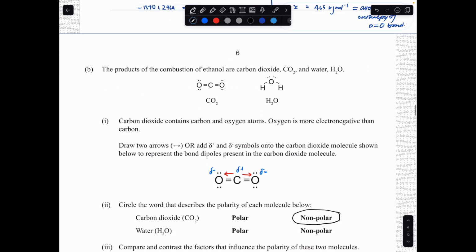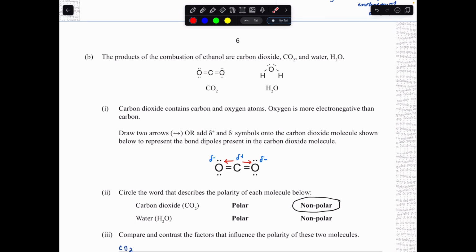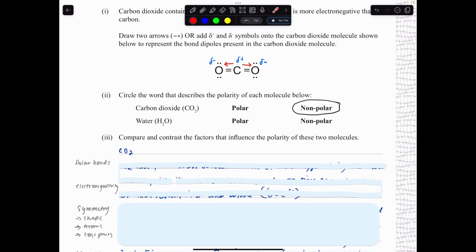H2O, on the other hand, yes, it has the same atoms around the oxygen, which is the central atom, and yes, it's bent with four regions, and yes, it has lone pairs. Because of the lone pairs, H2O is not symmetrical, which means that the bond dipoles are not going to cancel out. So because the bond dipoles don't cancel out due to the lack of symmetry, water is actually polar.